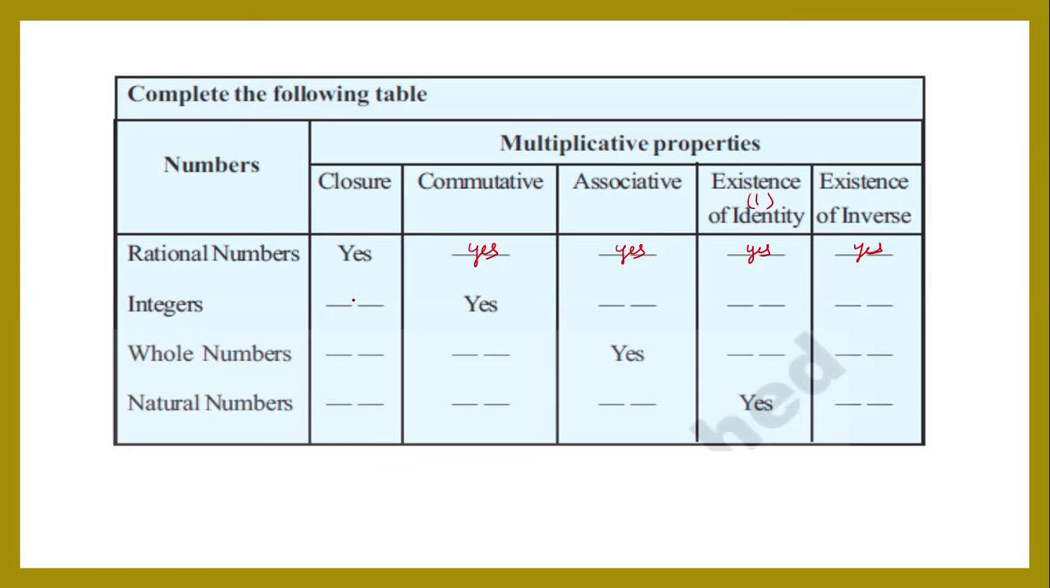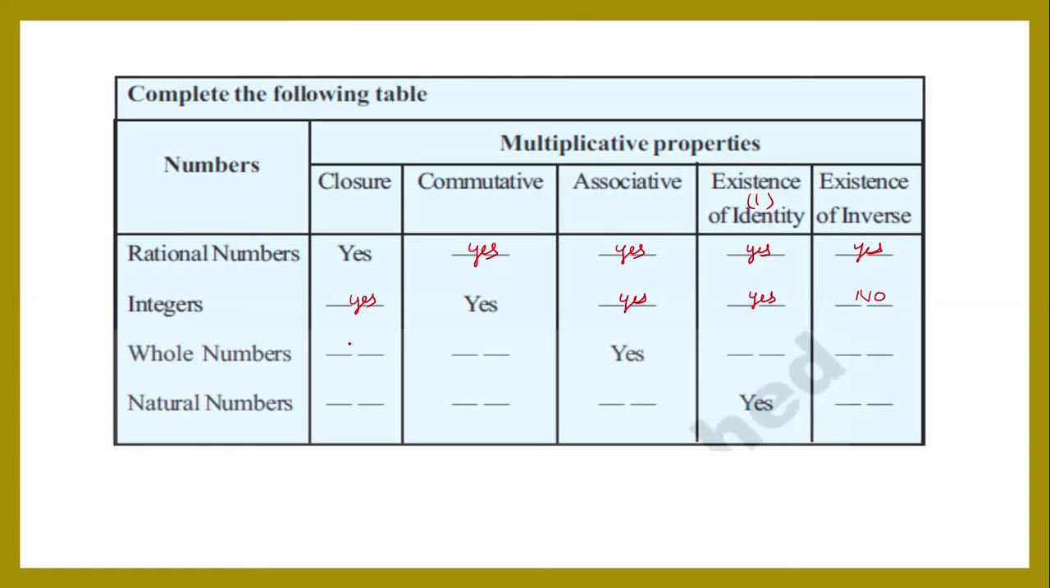So you write yes. In integers, you may observe the integers are closed under multiplication, yes. Integers are commutative under multiplication, yes. And integers are associative under multiplication, and integers also have 1, so the multiplicative identity exists. For the existence of inverse, integers do not have P by Q form numbers, hence this is no.